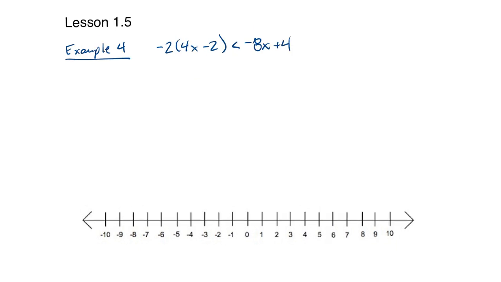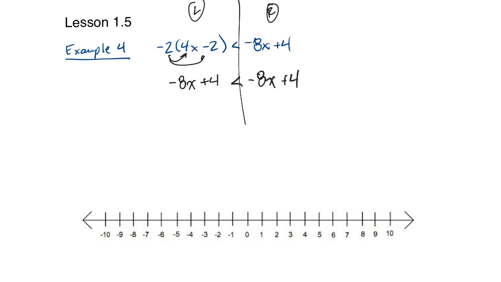All right, same thing. I got a left side. I got a right side. Left side I have to distribute, so let's do that first. Negative 2 times 4x is negative 8x. Negative 2 times negative 2 is positive 4. I think you can probably see a problem here. So I'm going to add 8x to both sides. Yeah, that's not great. So I got 4 is less than 4.